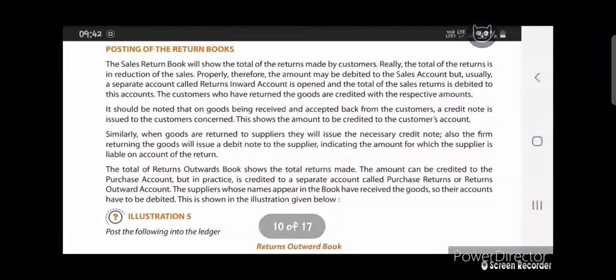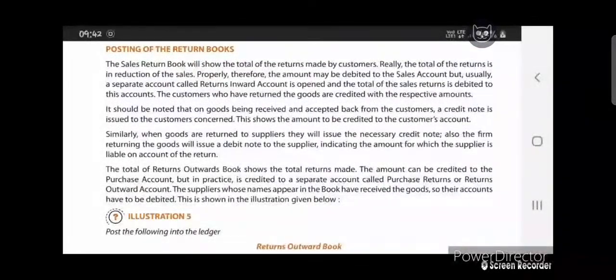So, posting of the return book. The sales return book will show the total of the returns made by the customer. The sales return book will show you the total amount the customer has returned to you. The amount of the returns is a reduction of the sales.